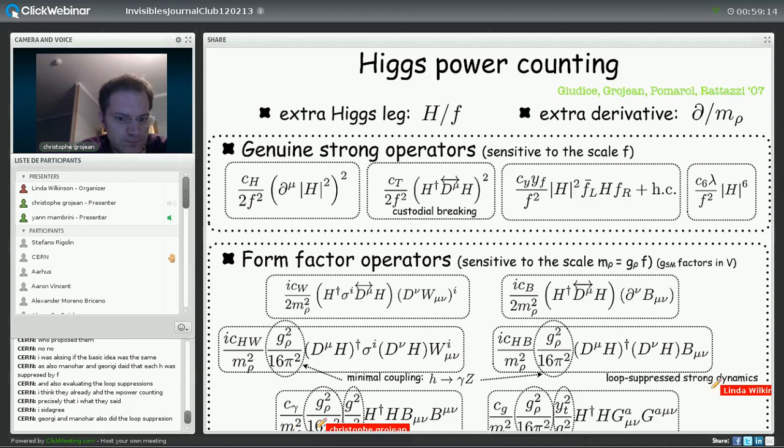So Brian said that they did loop suppression too, Grojean and Manuel. So which loop suppression? The loop of the new physics sector or the loop of the standard model suppression?